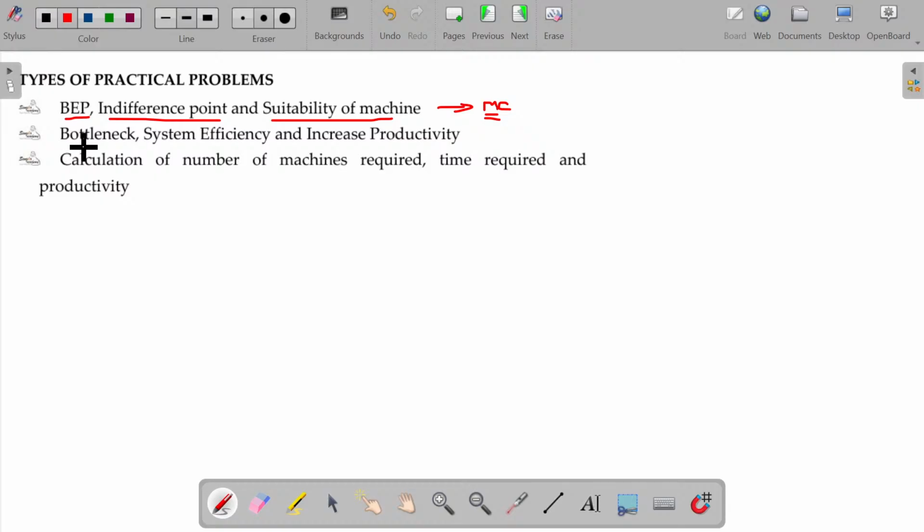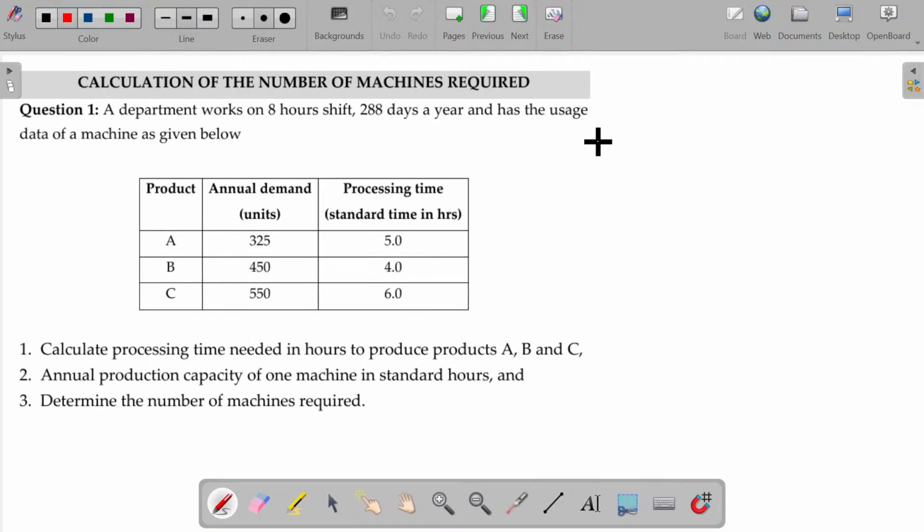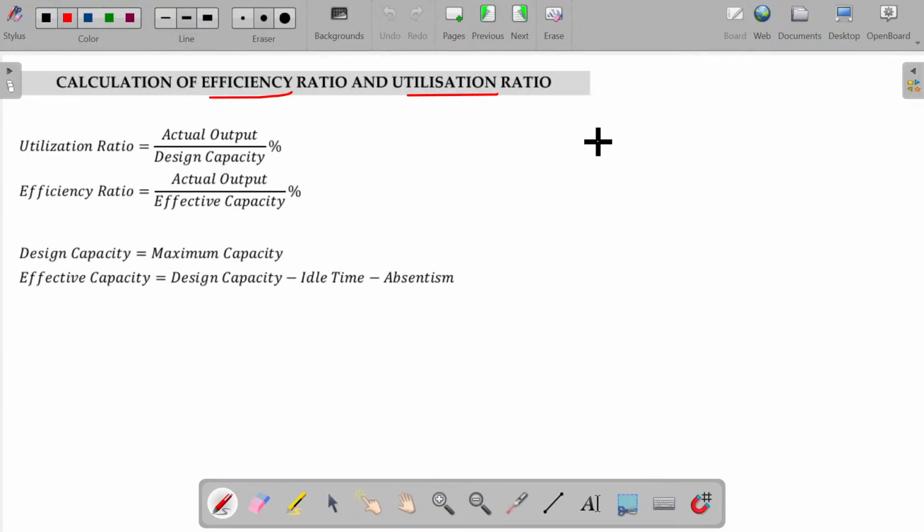And the second part is all about bottleneck, system efficiency, and increased productivity. Number of machines required, time required and productivity. So these are the three varieties of questions you can expect in this capacity planning chapter. Before I go for solving those three varieties of questions, let me first finish off the calculation of efficiency ratio as well as utilization ratio.